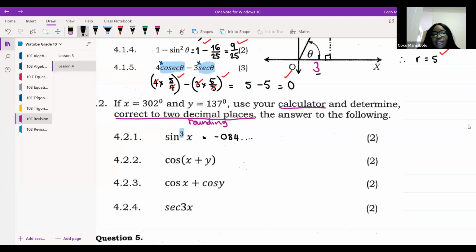And then we're going to take this. I'm going to make this negative 0.85. Negative 0.85. And then I'm going to cube the answer. And that should give us negative 0.61. Now, remember, we need to make sure that we are rounding off to 2 decimal places.